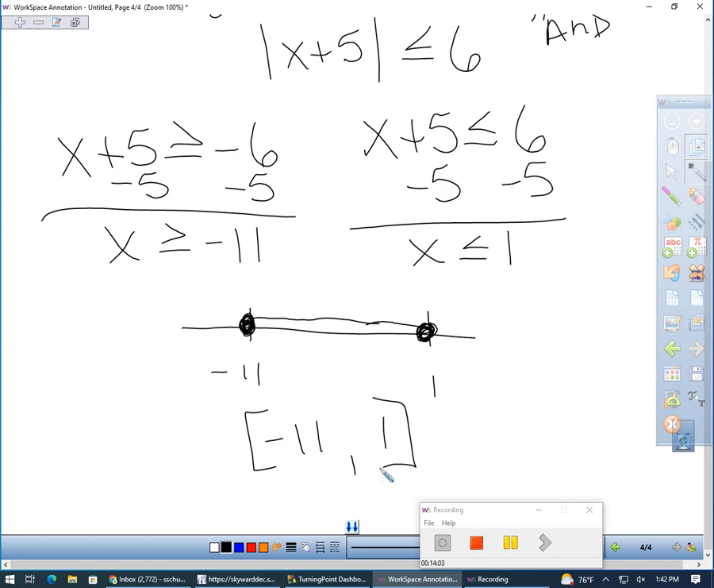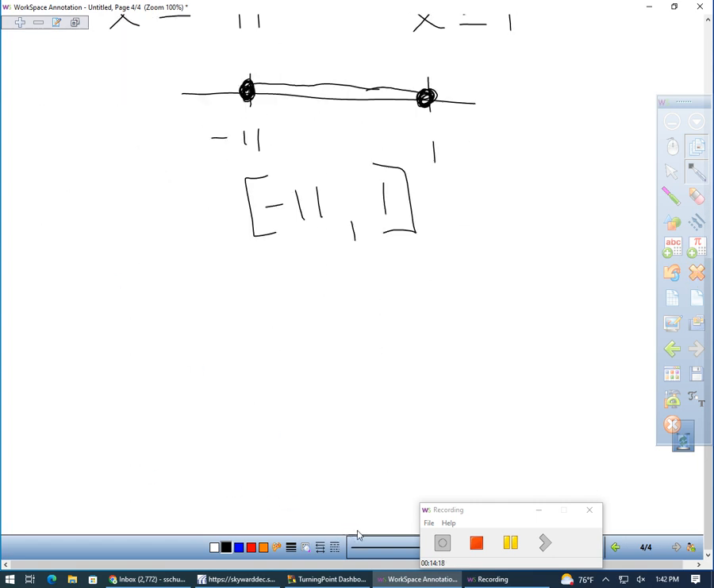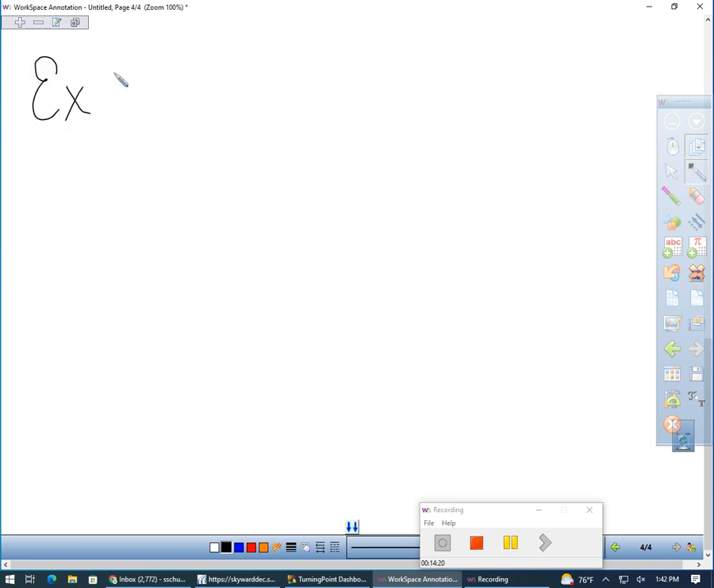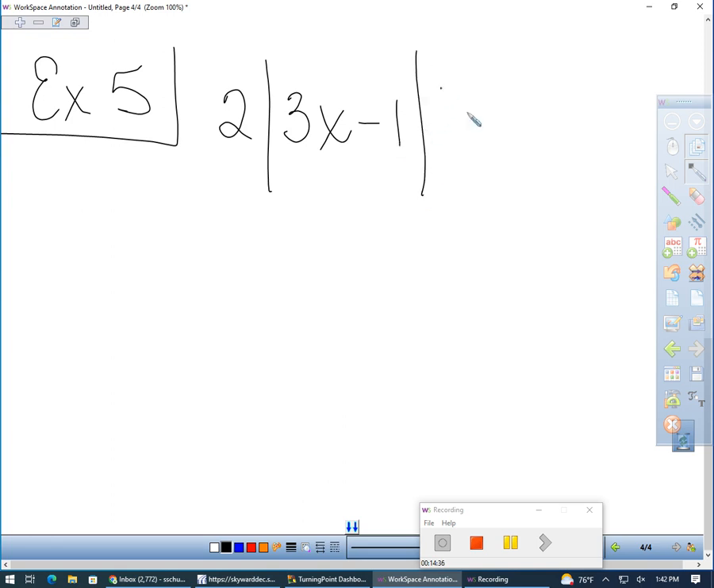Okay, so let's try another one. Example number 5. How about 2 times the absolute value of 3x minus 1 is greater than 10. So first thing I have to do is get the absolute value by itself. So we're going to divide both sides by 2. Very good.